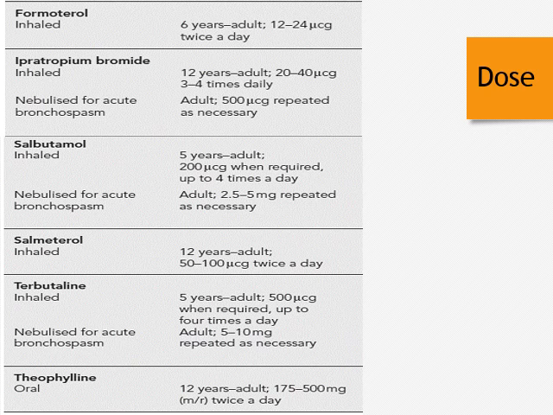Salmeterol can only be given in inhaled form in the age group of 12 years to adults in the dose of 50 to 100 microgram twice a day. Terbutaline can be given in inhaled form in the age group of 5 years to adults in the dose of 500 microgram when required, or up to 4 times a day. In nebulized form for acute bronchospasm, terbutaline can be given to adults in the dose of 5 to 10 milligram repeated if necessary.